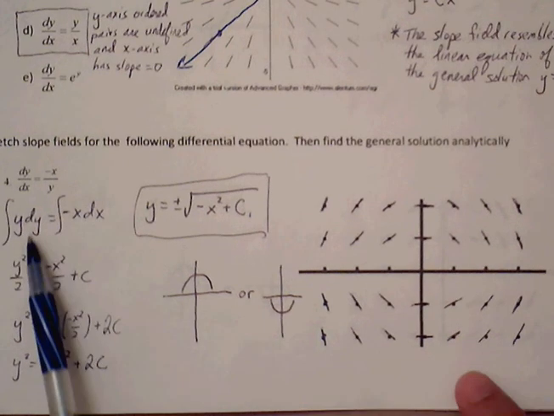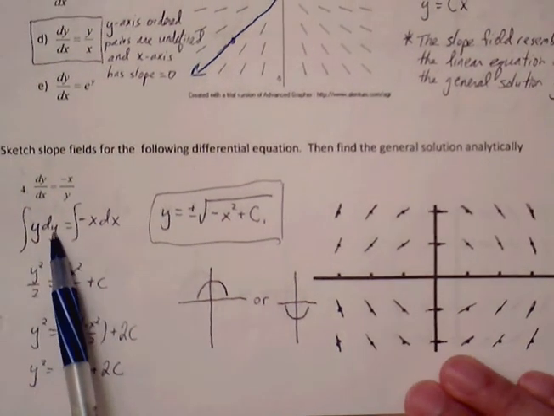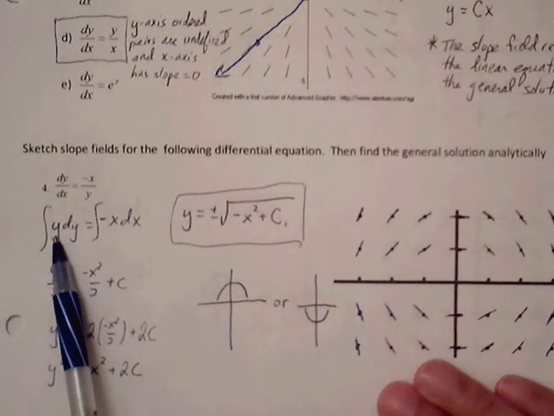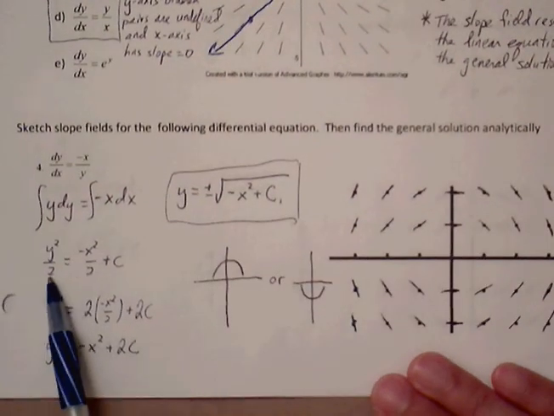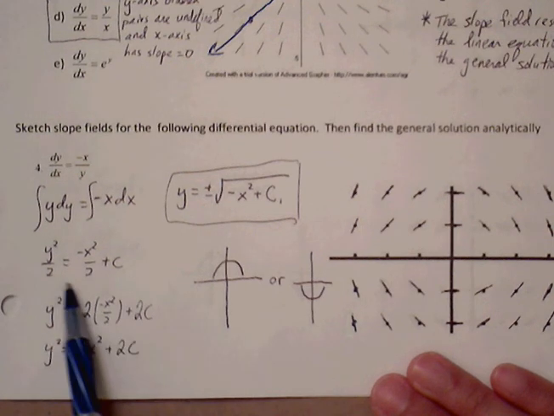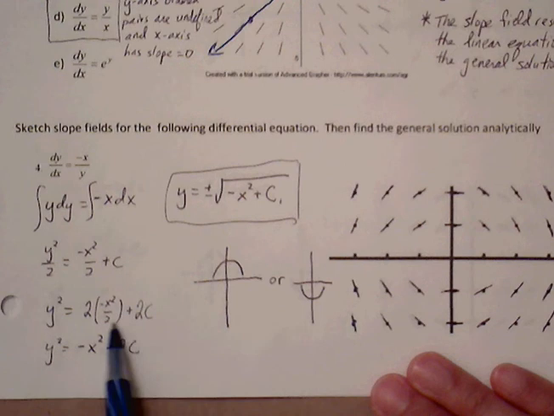Okay. So now let's find the solution. Separate the variables. y is on the left, x is on the right. Take the integral of both sides. We get y squared over 2 is equal to negative x squared over 2 plus c. I'm going to multiply everything through by 2, and I'm left with negative x squared plus 2c. Take the square root of both sides, and I get y is equal to plus or minus the square root of negative x squared plus c.